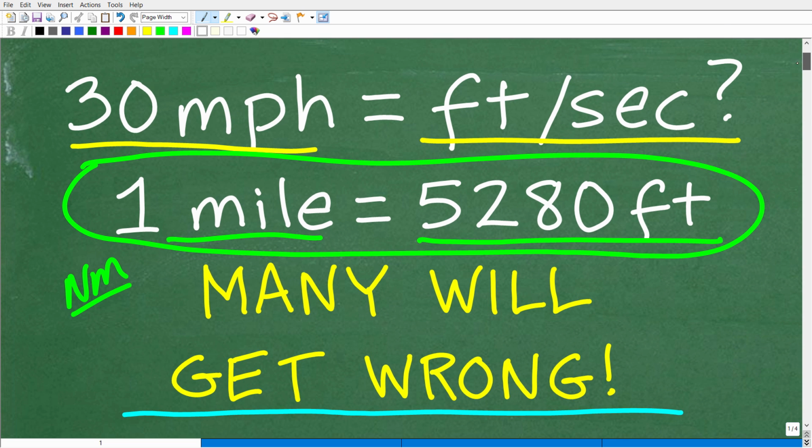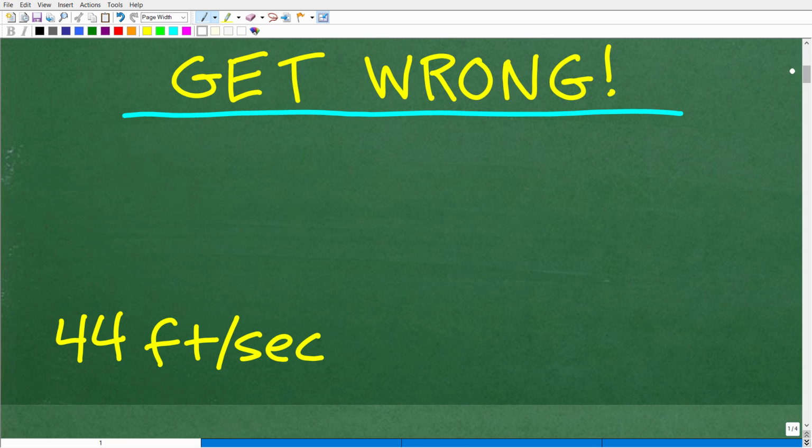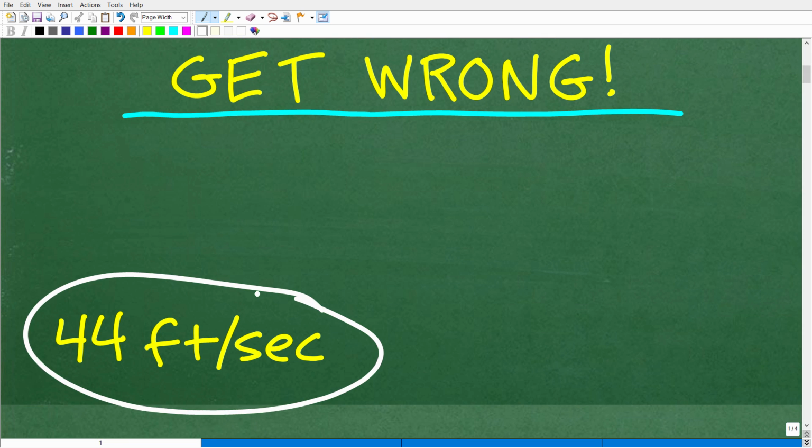Okay, so we have 30 miles per hour. Maybe it's a car going 30 miles per hour. How many feet per second is that speed? Well, let's go ahead and take a look at the answer. The correct answer is 44 feet per second.